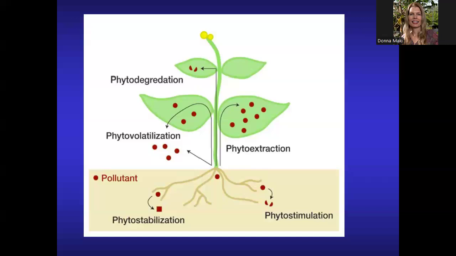For the below ground stuff going on with the roots, you have phytostabilization, which is basically a way to fix the pollutant in the soil system. Often they're showing that it goes from a circle to a square. What they're trying to show there is that there's some kind of chemical transformation going on in order to keep the pollutant stabilized in the soil system and hopefully minimize any damage.